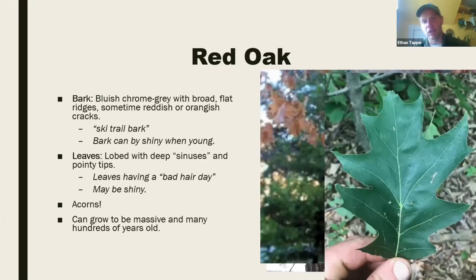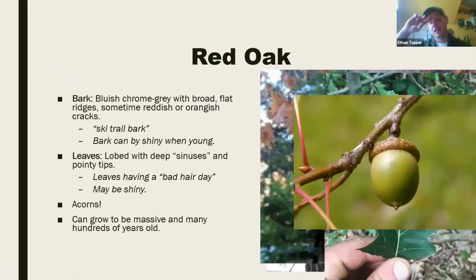I say that oak leaves look like they're having a bad hair day. They basically have all these pointy lobes, and each one ends in a little pointy tip. Some people remember it by thinking about red oak: red is like fire, and these lobes look like flames. Those lobes can also be pretty shiny.